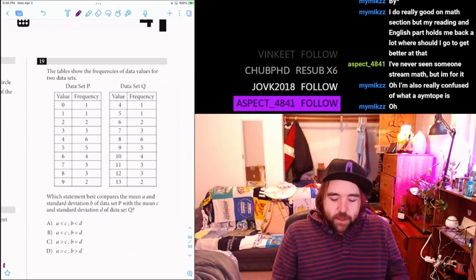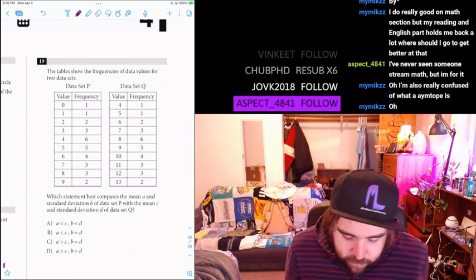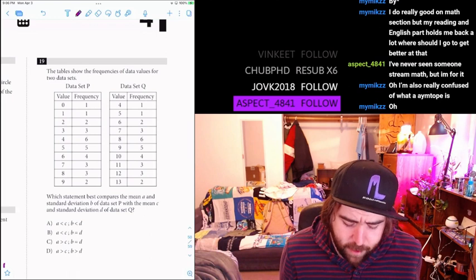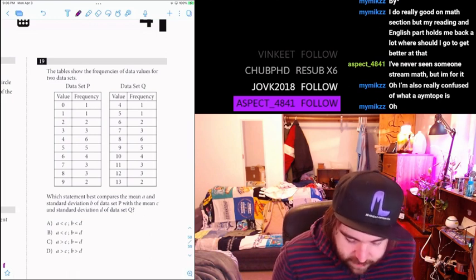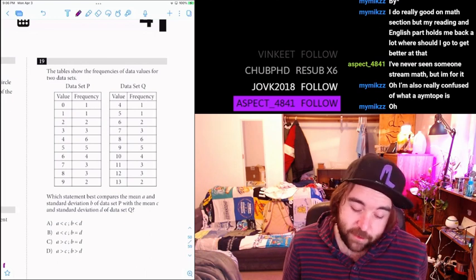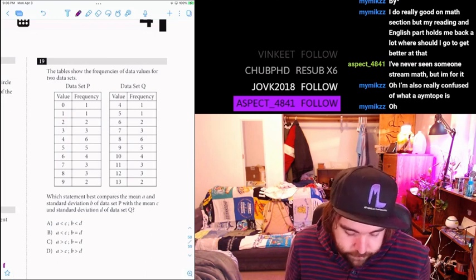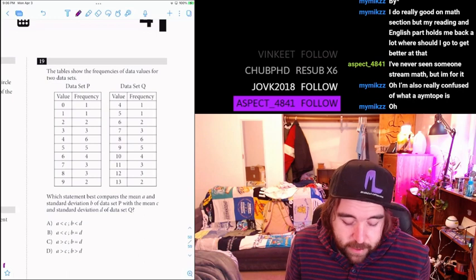Okay, this is important. So people kind of forget what frequency means. So frequency just means how much they come up. And actually, look at here. The frequencies are equal for everything, right? So this is kind of a problem. It's going to be a little different than the other ones. So which statement best compares the mean and the standard deviation?